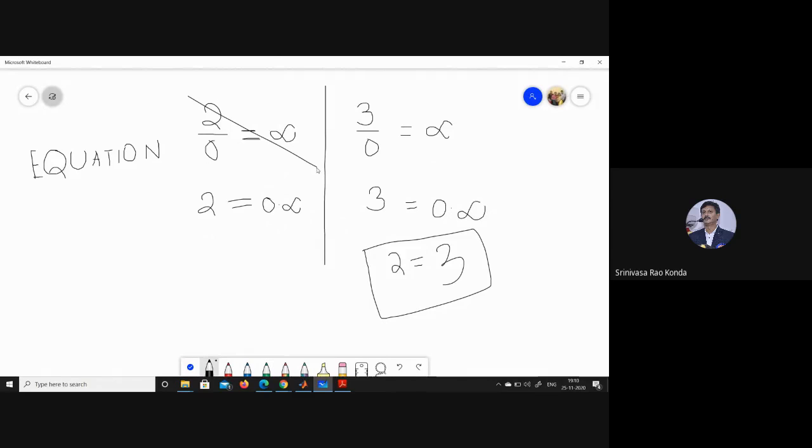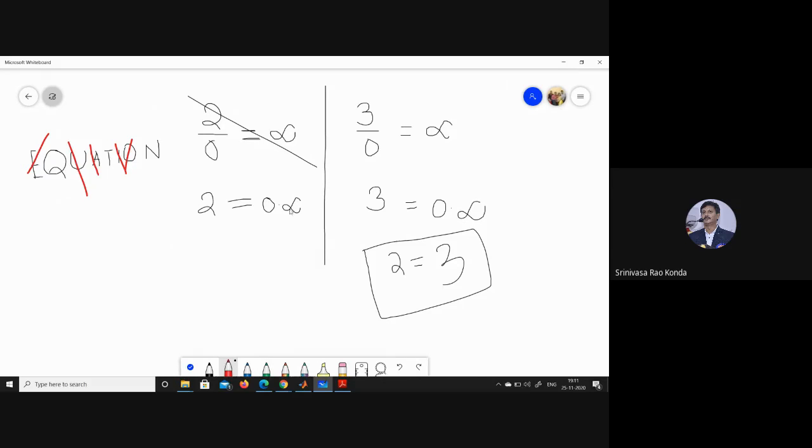Anything by 0 is not equal to infinity. So, what is the specialty of this word? There is a word, equation. There is only one word in mathematics which contains all the vowels A, E, I, O, U. According to my knowledge, this is the only mathematical word which contains all vowels. Okay, there is a specialty of this equation.